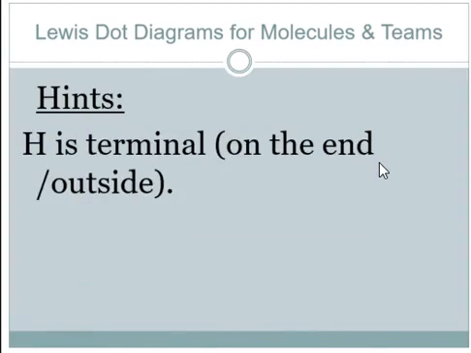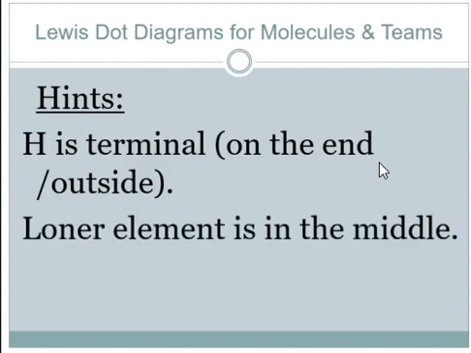So there are some hints. Hydrogen is terminal. The word terminal means it's on the end. So if you have more than two elements and you're wondering where to put the elements, hydrogen is not going to be the central atom. It will be on an outside end. The loner element is always in the middle. So when you have a formula, typically you have one element that's by itself, especially in Chem 1. When you get to Chem 2, there's some differences, but our formulas, for the most part, will just have one loner element. And so that guy is going to be your central atom. He'll go in the center. So the loner element is going to be in the middle of your diagram.